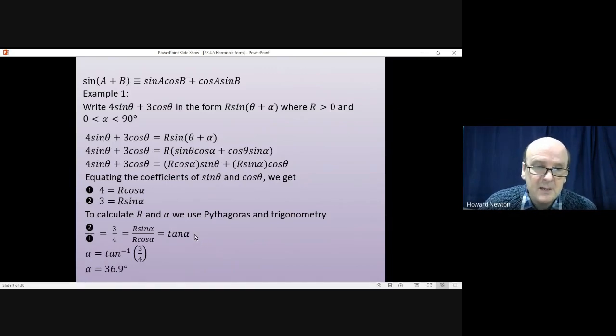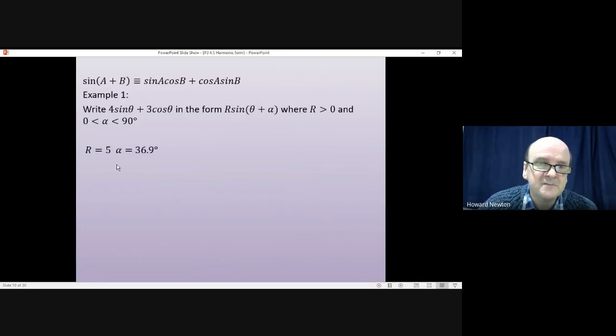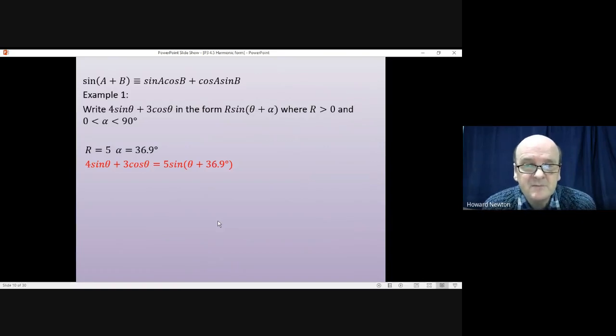We found r, we found alpha. r is 5, alpha is 36.9. We can now substitute those values into this expression to get the answer, which is that 4 sine theta plus 3 cos theta is equal to 5 sine(theta plus 36.9 degrees).